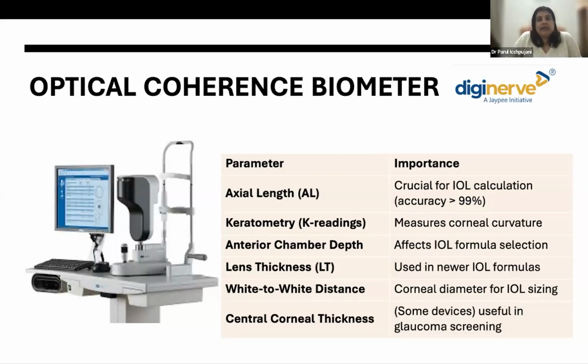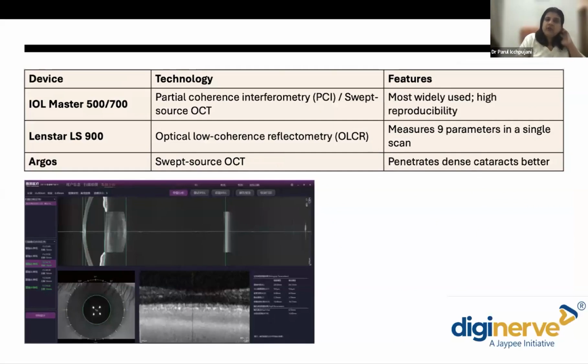But now, cataract surgery is a state-of-the-art affair. You want to give the precise correction to your patient. Therefore, it is important for you to know a lot of parameters. And for that, we have a sophisticated device, which is called the optical coherence biometer, involving similar concepts of an OCT. And here, the parameters that are considered include, in addition to axial length and keratometry, anterior chamber depth, the lens thickness, the white to white distance, and the central corneal thickness all together to give you a correct power.